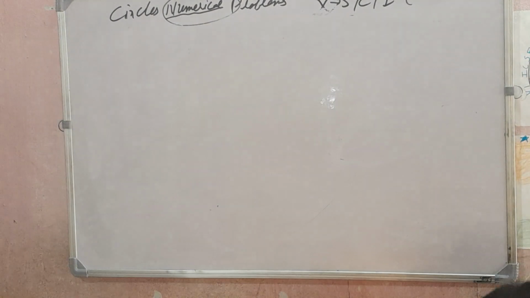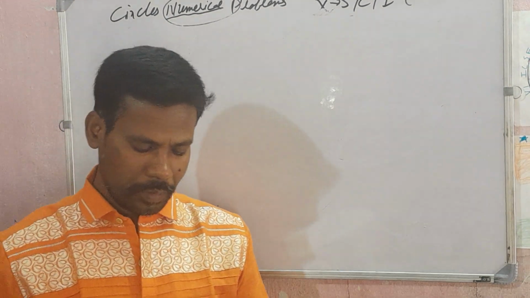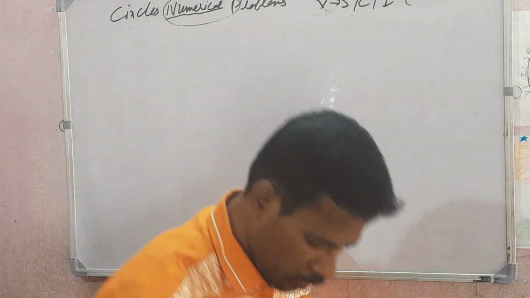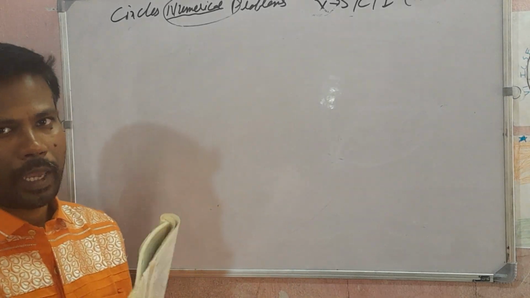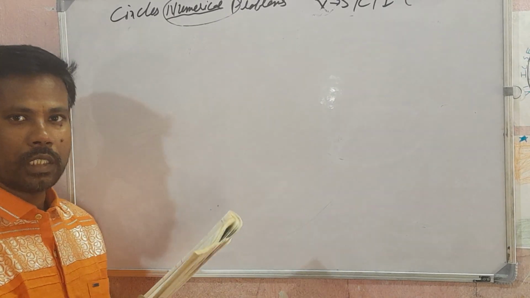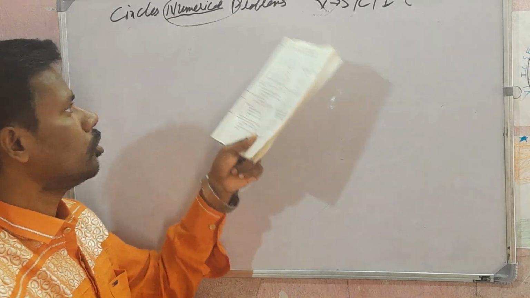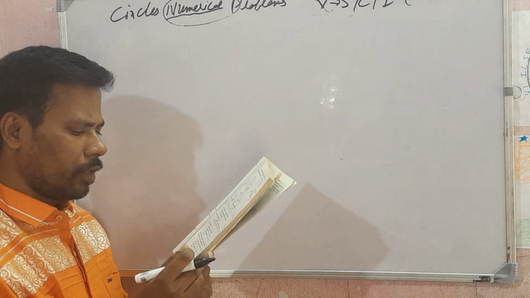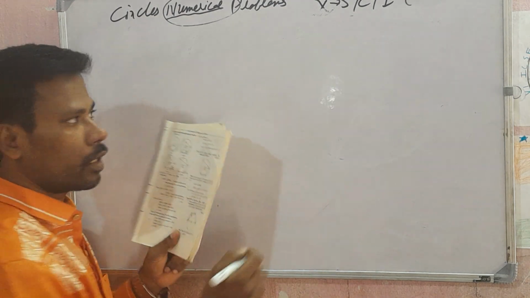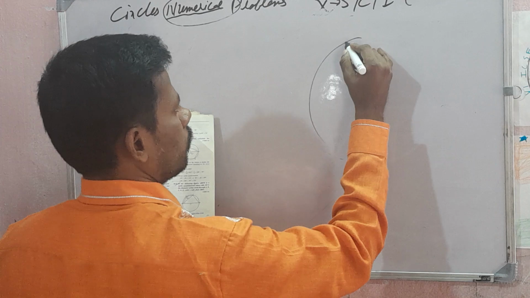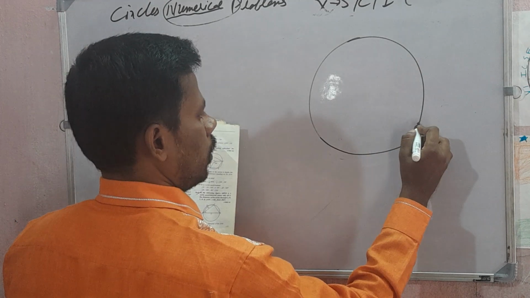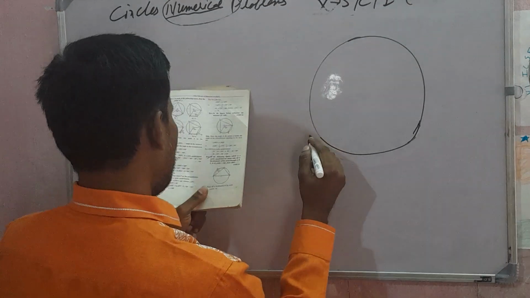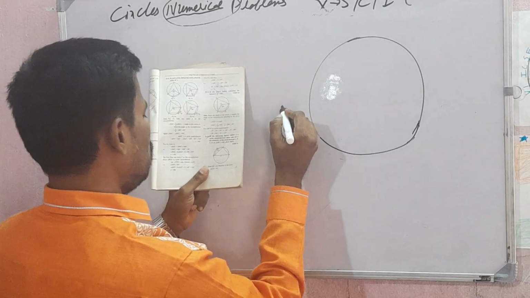So, good morning, students. Let us continue with numerical problems of circles, properties of angles. In circles, we are doing properties of angles, that too numerical problems. In the following figure, ABCD is a cyclic quadrilateral.